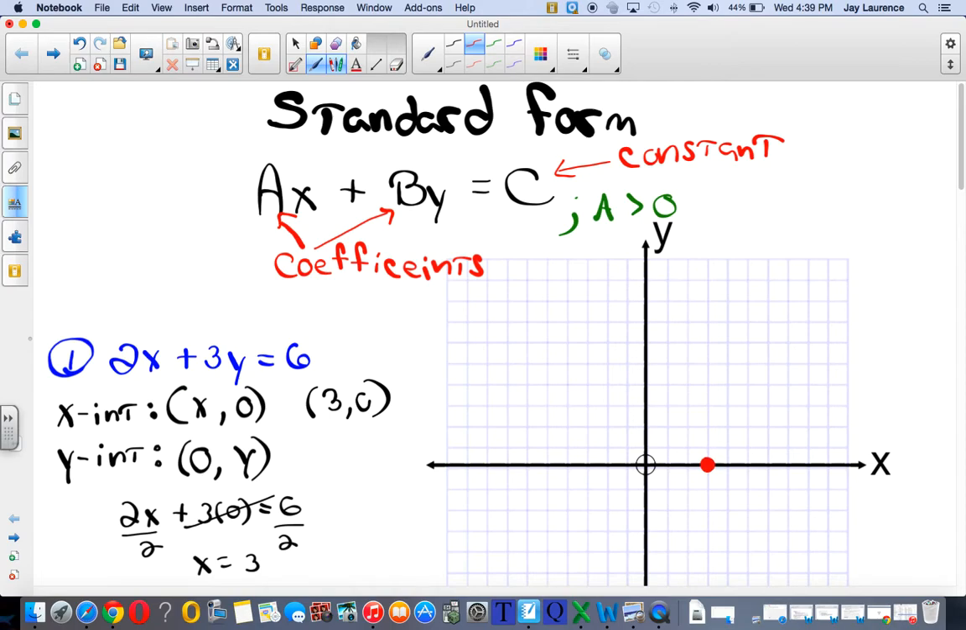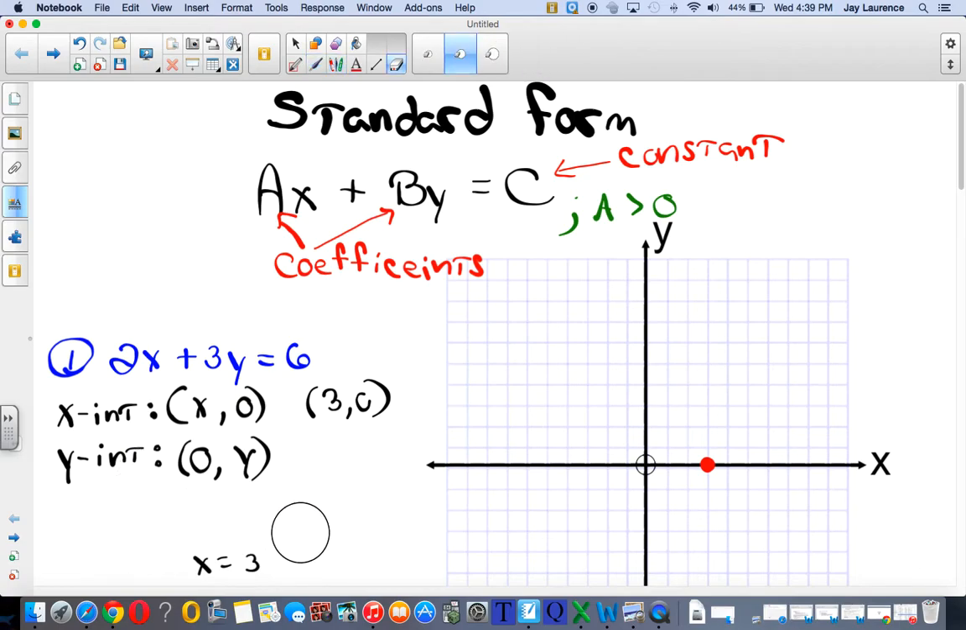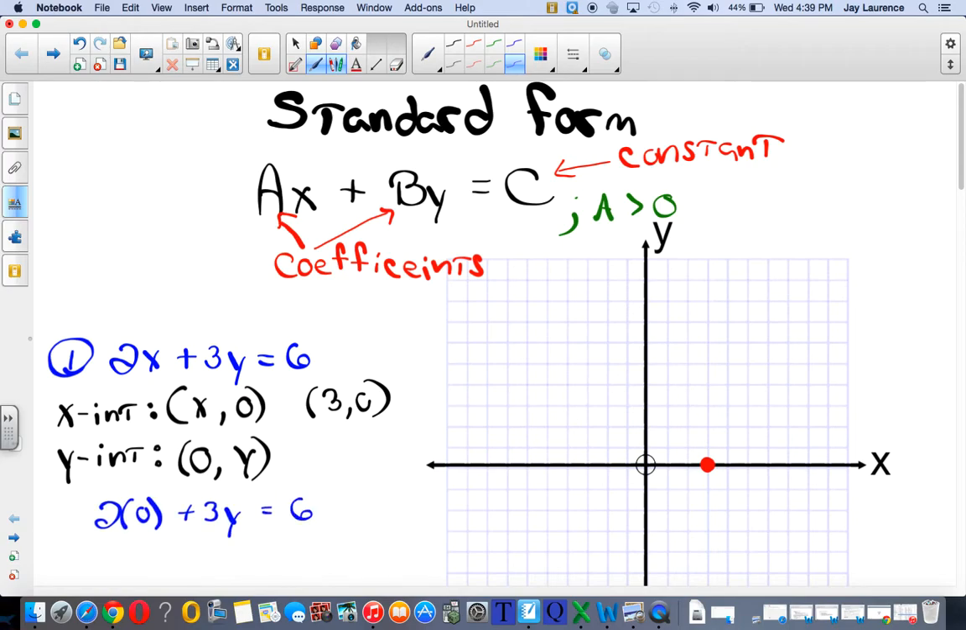There's my x-intercept. Now my y-intercept is done very similarly, except I will put 0 in for x. So I'm going to do 2 times 0 plus 3y, and that's going to equal 6. That cancels to 0. Going to divide by 3, going to divide by 3, and then y is going to equal 2.